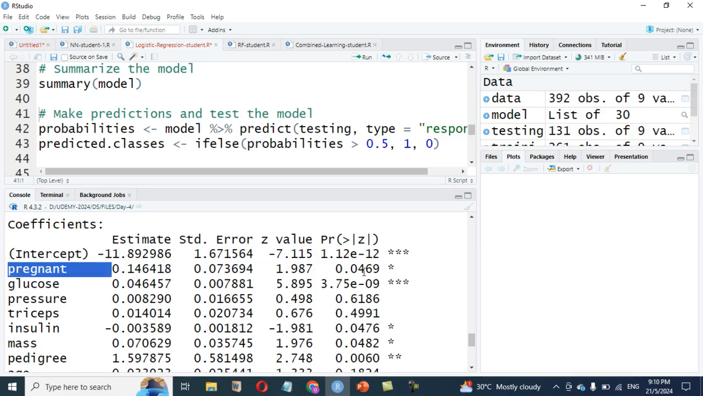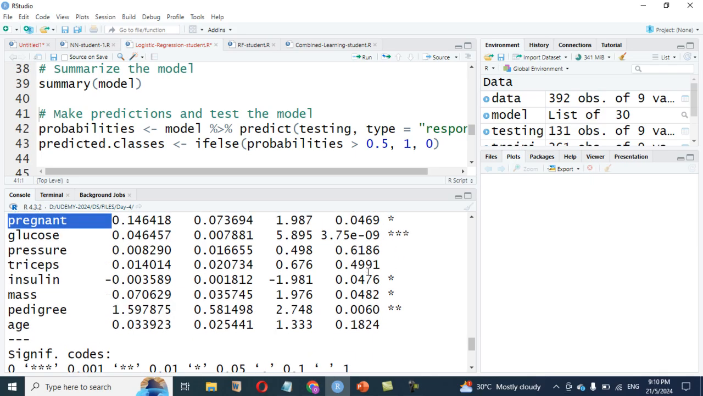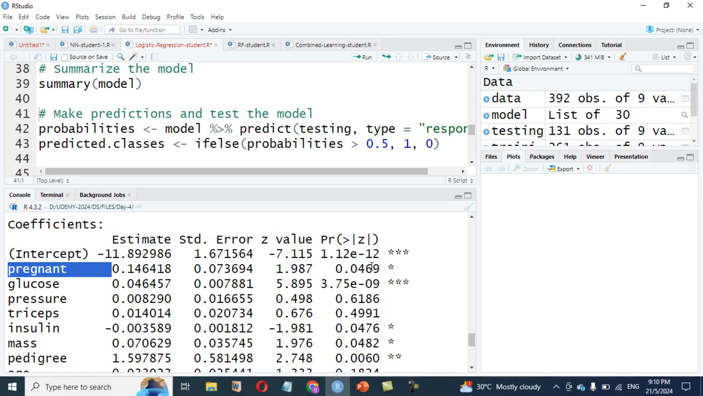All right, pregnancy 0.045. You can say it is significant because it is 0.04. If you approximate this to 5, it won't be significant anymore because it's already more than 0.05. The key point is that it must be less than 0.05.